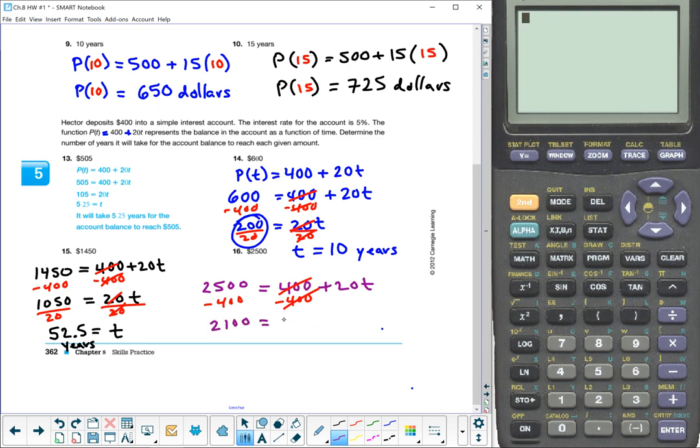2,100. And when does that equal 20t? Well, we don't know. We're going to have to figure this out by dividing by 20. Again, use a calculator if you need it. 2,100 divided by 20 gets me t equals 105. 105 what? Well, 105 years. So that's a long time.